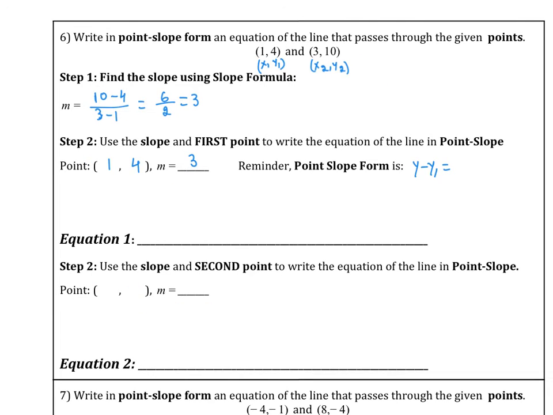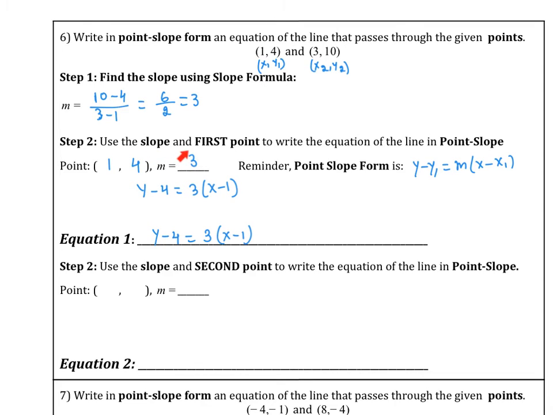Now let's discuss question number 6. For question number 6, write in point slope form an equation of the line that passes through the given points. x1, y1 is 1, 4 and x2, y2 is 3, 10. The slope is going to be 10 minus 4 divided by 3 minus 1, which is 6 over 2, and that's going to be 3.